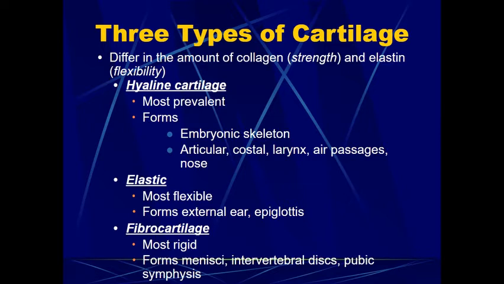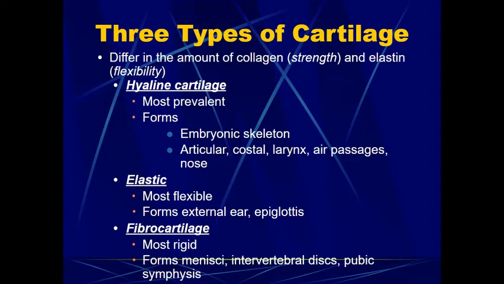It forms the embryonic skeleton. It also forms articular cartilage, costal cartilage, which connects the ribs to the sternum, the larynx or the voice box, air passages like the trachea, bronchi, bronchioles, and the external nose.